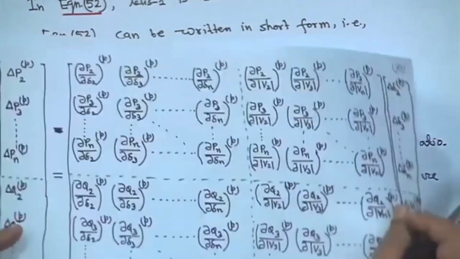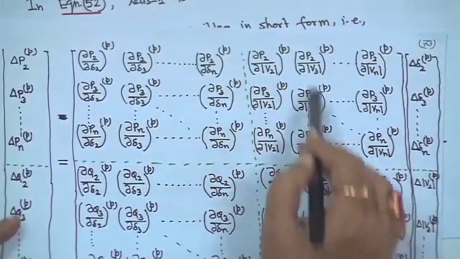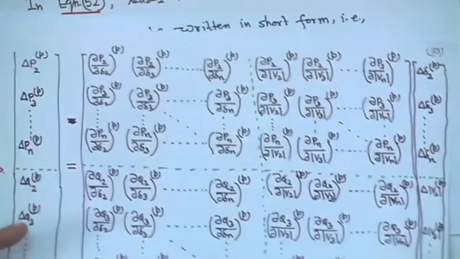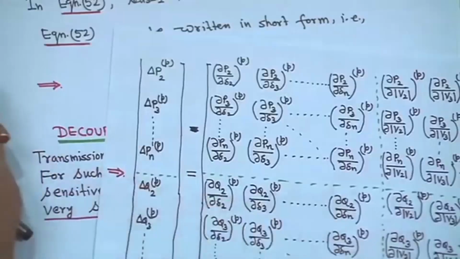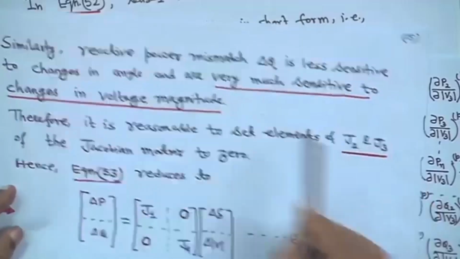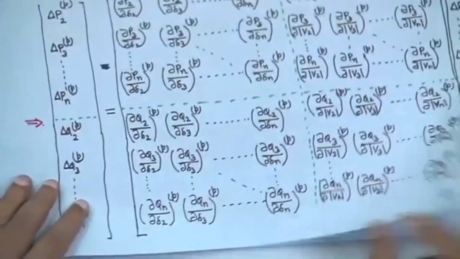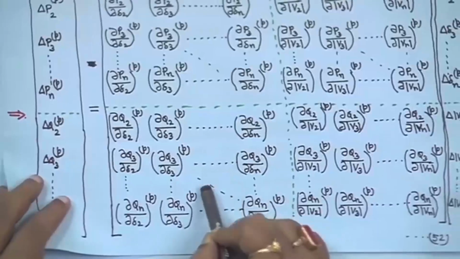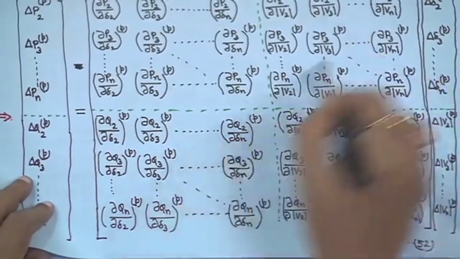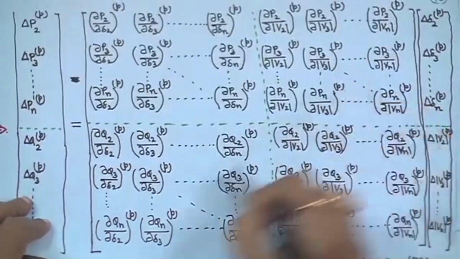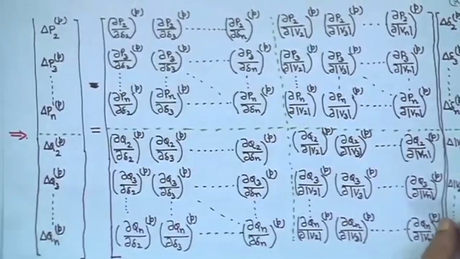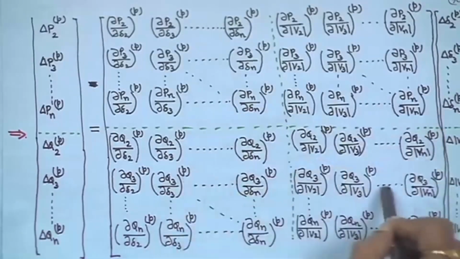So, in that case what we will do is neglect this term, this matrix, and only consider this one. Similarly, the reactive power mismatch delta Q is less sensitive to changes in angle. So, this part, the reactive power change, is quite insensitive to changes in angle, but very sensitive to changes in voltage magnitude. That means, this part and this part will be dropped, right. This matrix we will not consider, but we will consider this one and this one, right. So, this is my J1, this is J2, this is J3, this is J4.